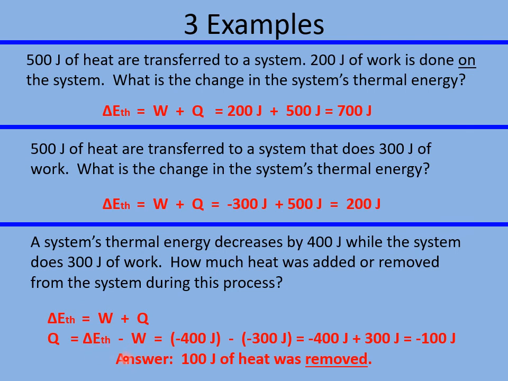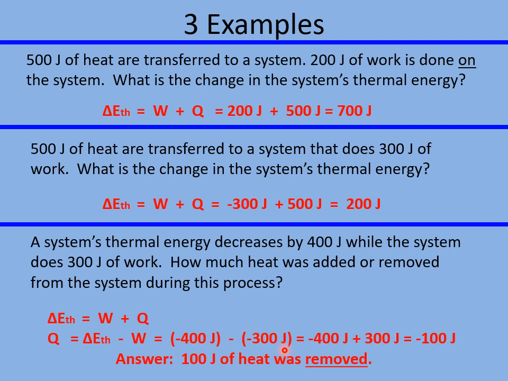Now we have to put in our numbers here, but we have to be careful. It says the system's thermal energy decreased by 400 joules, so delta E thermal is negative 400 joules. Furthermore, the work is negative because the system did 300 joules of work. 300 joules of work was not done on the system. The system did work on its surroundings. So this W here in parentheses is minus 300.